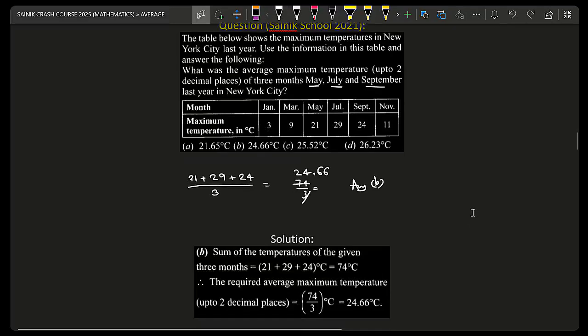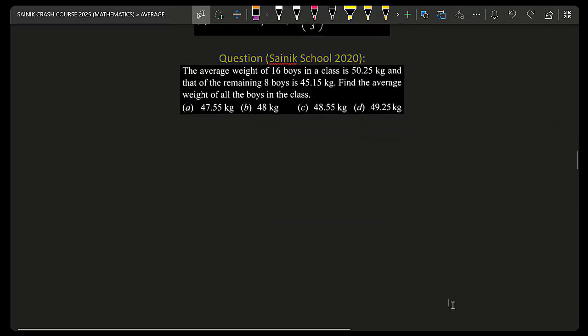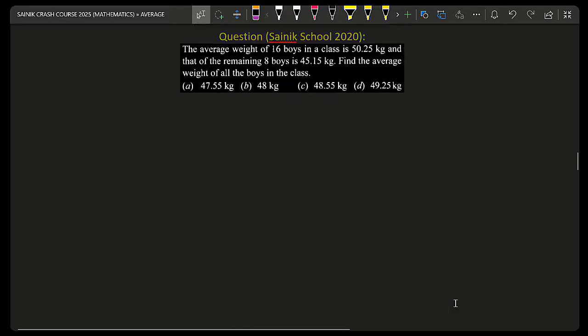So it's a direct question, finding average. Next question. This question came in the 2020 exam. The average weight of 16 boys in a class is given as 50.25 kilograms, and that of the remaining 8 boys is given as 45.15 kilograms. Find the average weight of all the boys in the class.